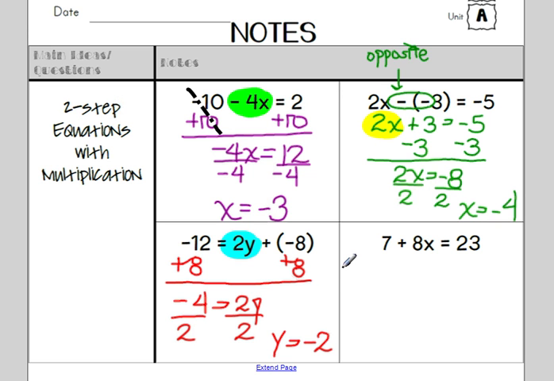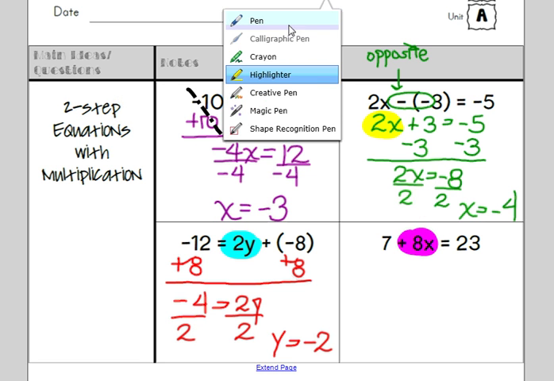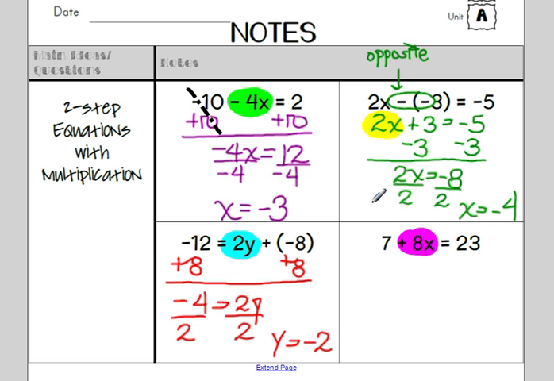Let's try one more of these. So if we have 7 plus 8x equals 23, we are trying to isolate the 8x. So we are needing to get rid of the 7. And so we have to also keep in mind what sign this 7 is. If it doesn't say that it's negative, then that means that it's a positive 7. So to undo this 7 here, we would actually need to subtract 7 from both sides.